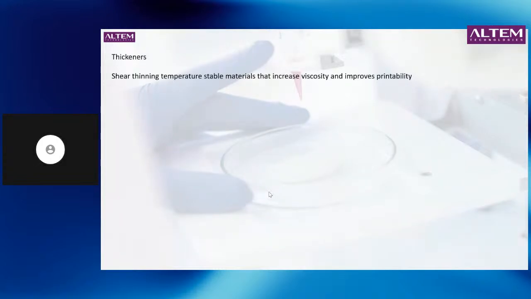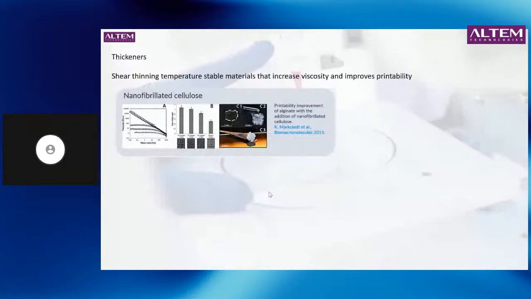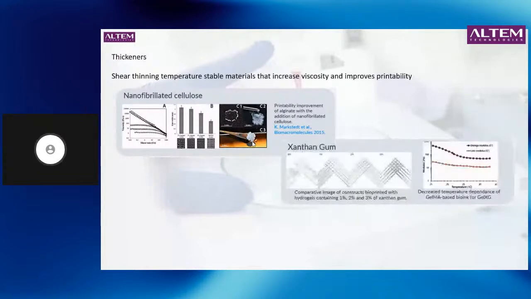So thickeners I mentioned. So example, shear thinning, temperature stable materials are what thickeners are, and they eventually increase the viscosity and improve the printability. Nanofibrillar cellulose is one example. So initially, when they tried to print with alginate as a material, there was a lot of shear thinning happening. There was no stability, no good shape fidelity, and in order to allow better printing, or to get a better structure, what you see here on the spatula is a better structure that was achieved when they added nanofibrillar cellulose to it. Then we have xanthan gum.